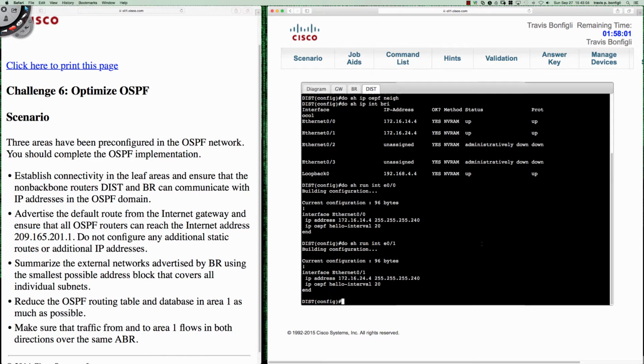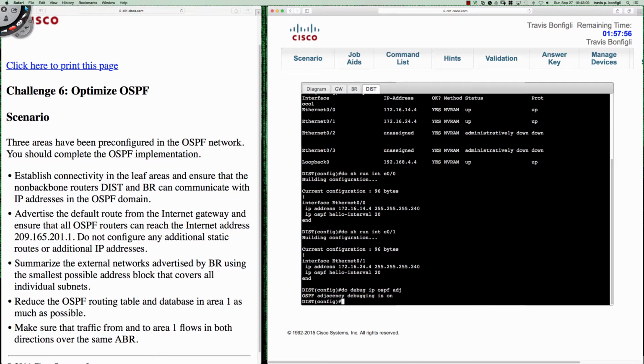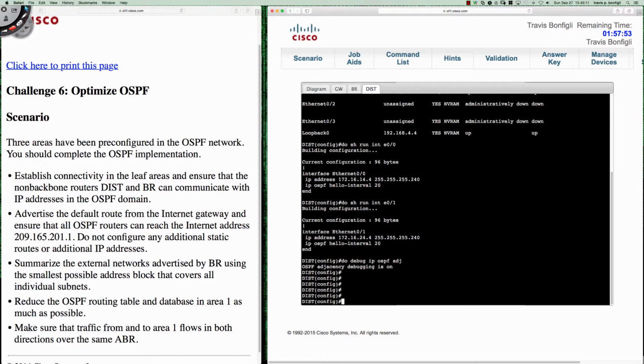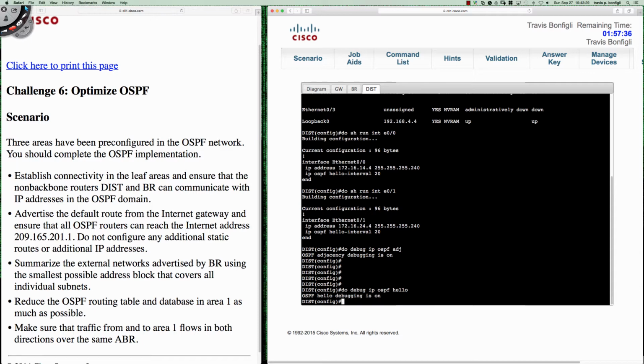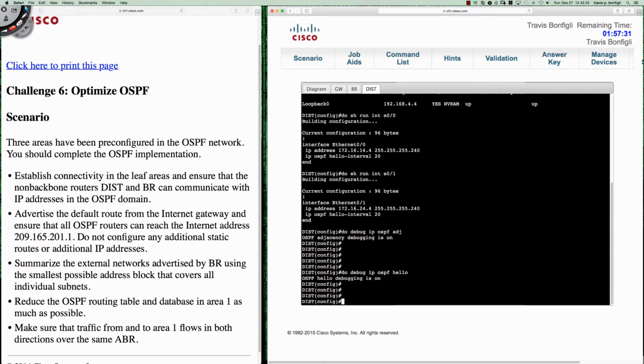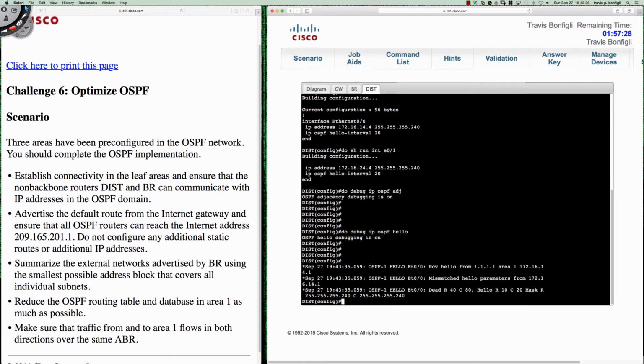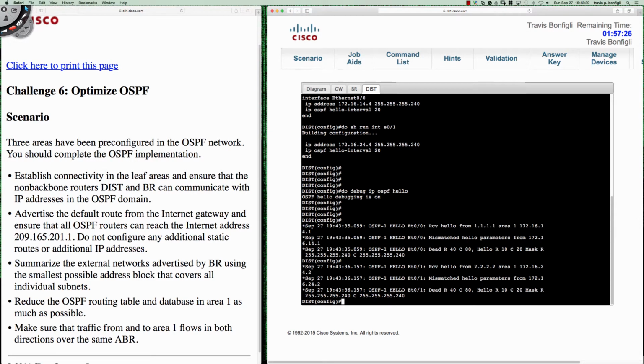So before we do anything else, let's go ahead and say do debug IP OSPF adjacency. And let's see if the distribution router is going to give us any information with respect to the adjacency. And in fact, let's not only debug the adjacency, let's debug the hellos, because it's in the hello packets that we have the hello interval and the dead interval.